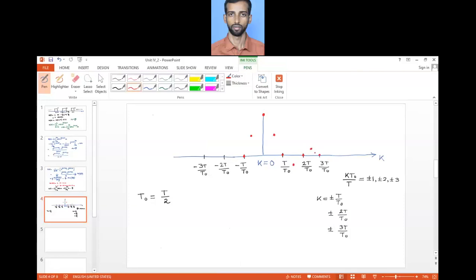And as you progress, the height of these side lobes, these are known as the side lobes. This is the main lobe, the first zero crossing from both of the sides of this k is equal to 0 axis, first zero crossing, and then you have the side lobes. And the height of the side lobes goes on reducing. Similarly, here also you have a variation like this. And this is symmetric with respect to k is equal to 0 axis. This is symmetric. So it looks something like that.